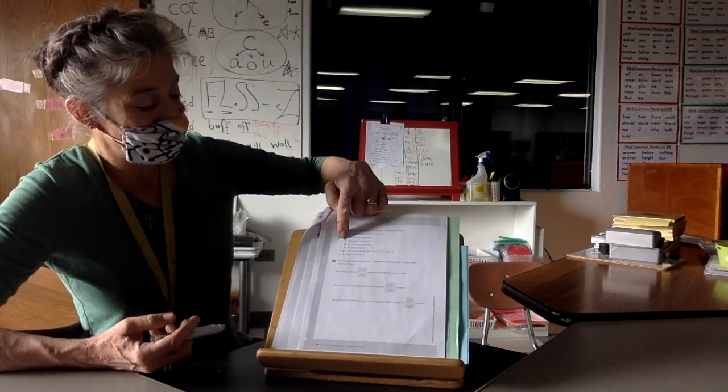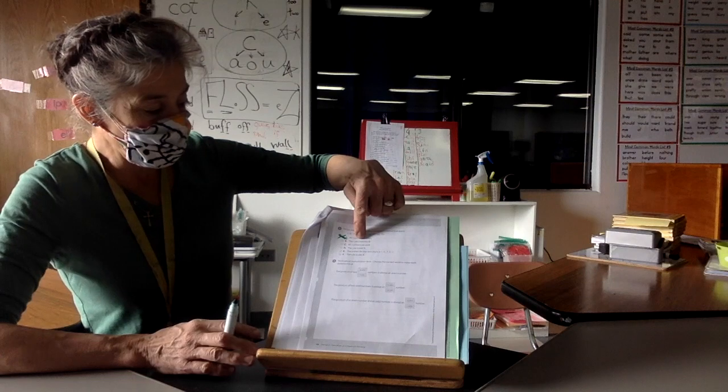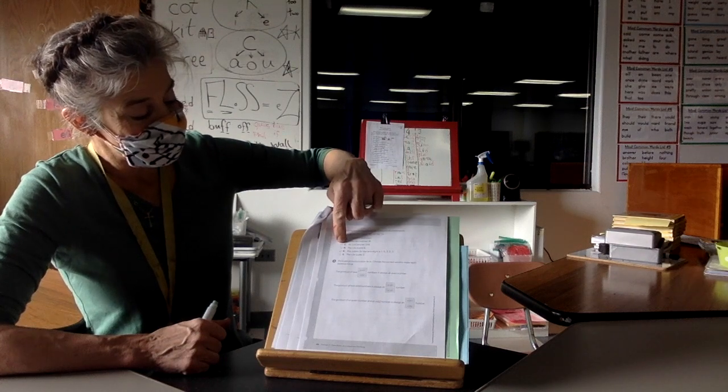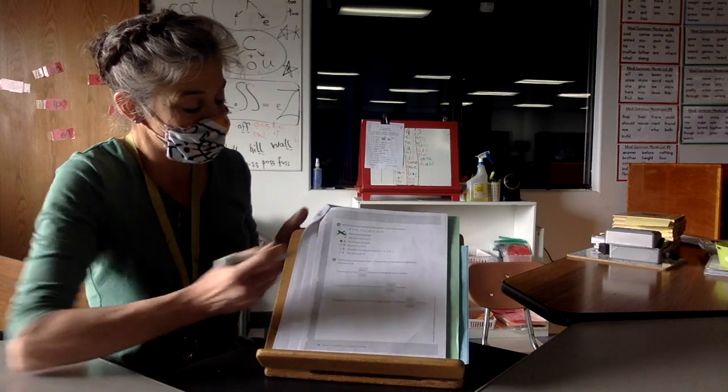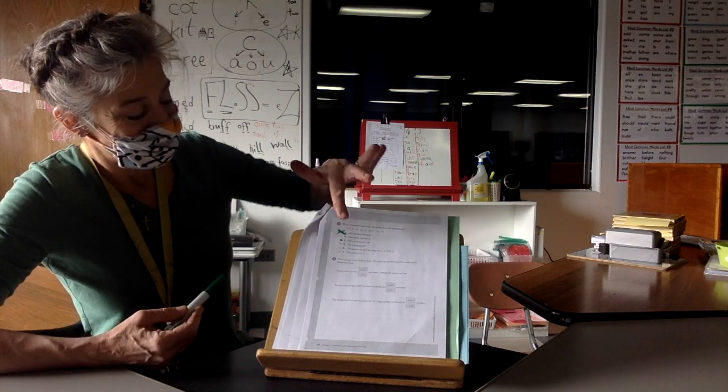B. The rule is subtract 8. No way, it's growing. It's adding 8. C. All the numbers are odd. Yes. We can finally fill in a circle. D. The rule is add 9. No. He's wrong by 1. Pretty close, but he's wrong by 1.